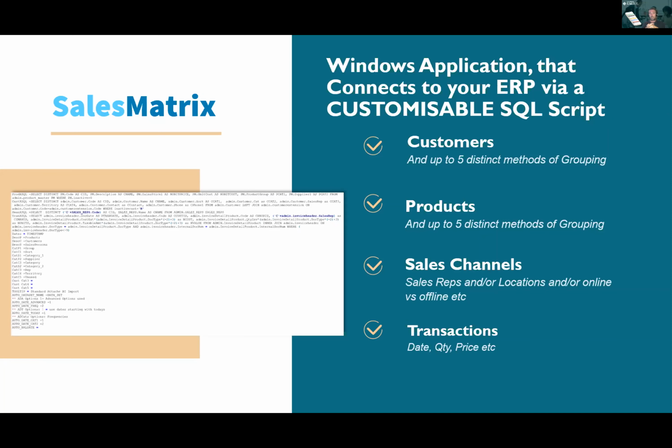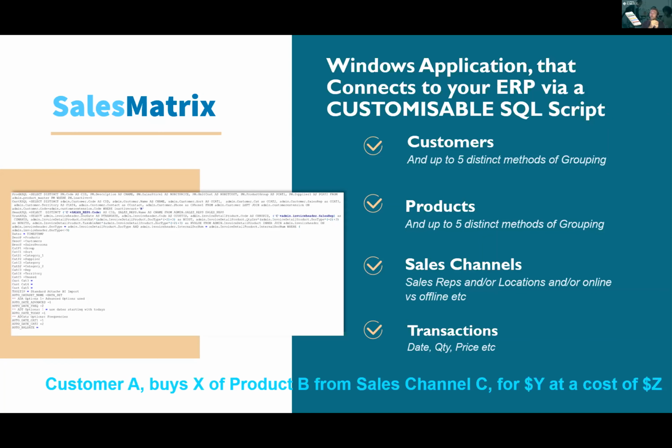And your transactions, typically your invoicing file, though some people do like to use their orders and record the date of the order as opposed to the date of the invoice. And again, that is all tailorable within the system, what your definition of a transaction is. The basic premise is customer A buys a certain number of products from a sales channel, be that a sales rep or a location, at a price with a certain cost. Now we go and construct a data cube based on that.